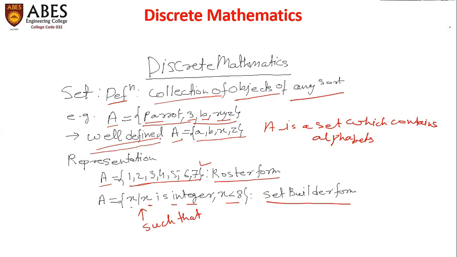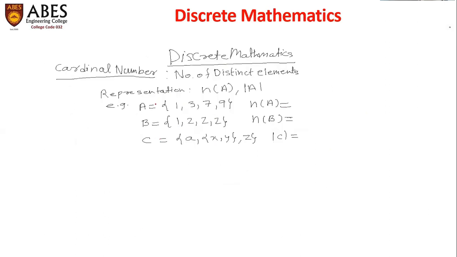Okay, now the next topic is cardinal number. Cardinal number gives the number of distinct elements in a set, not repetitive elements. How do we represent the cardinality of a set? By using n of the set name, suppose A, or the mod of the set name. If we want to find the cardinality of set A, then we can write mod of A.